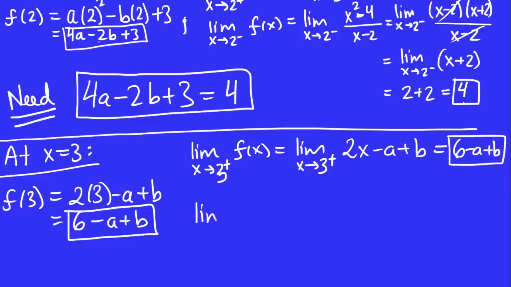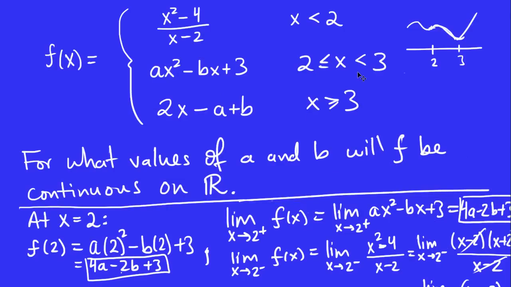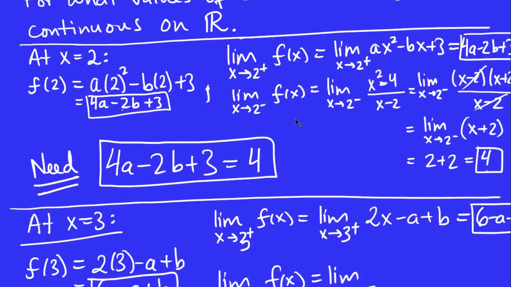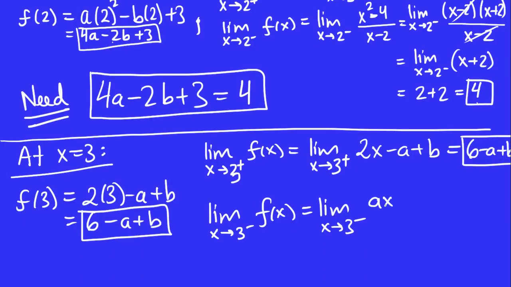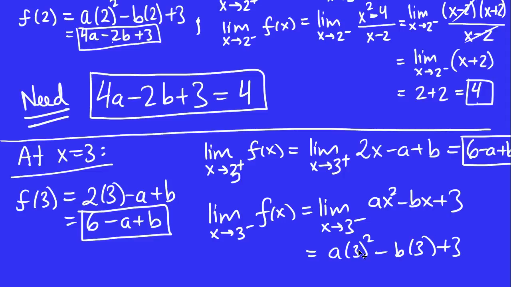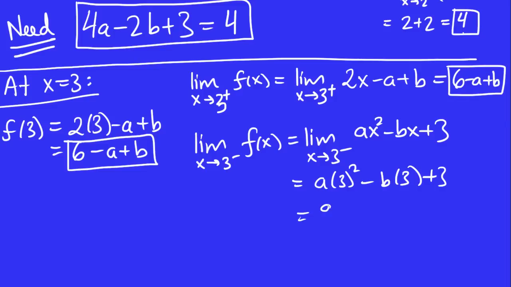This next one is going to be the one that's going to give us information. When I do the left limit at 3, I would be using the middle formula, right? Because when x is a little bit smaller than 3, I should use this ax squared minus bx plus 3. To do this limit, it's simple because this is a polynomial. We just put it in. And let's see what we have. We get 9a minus 3b plus 3.